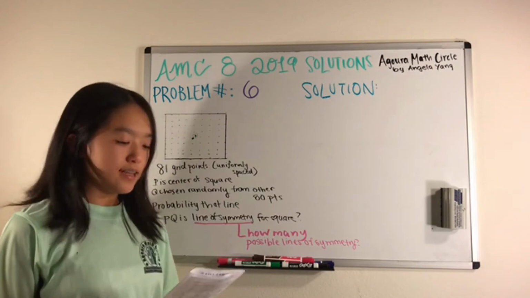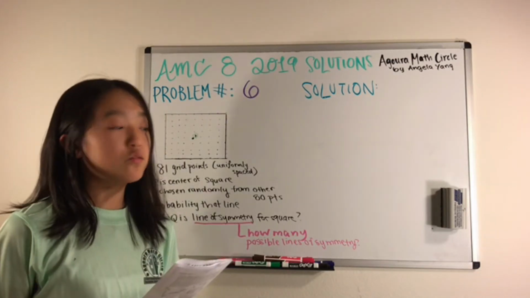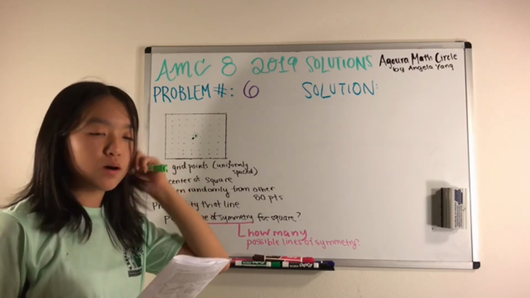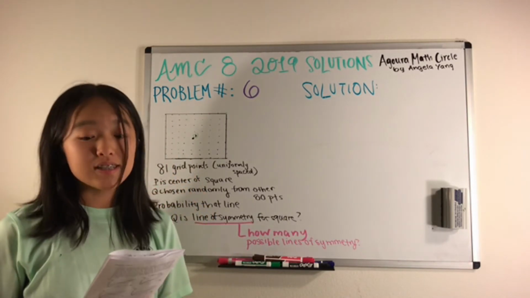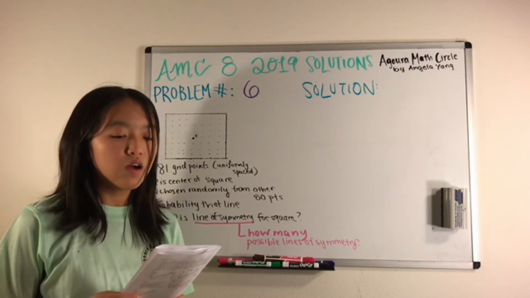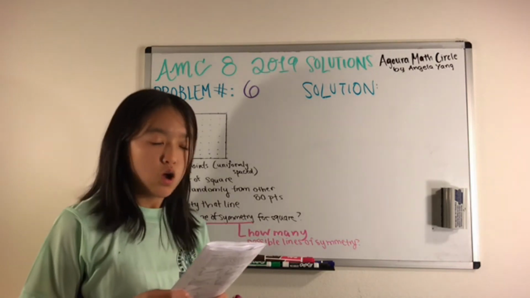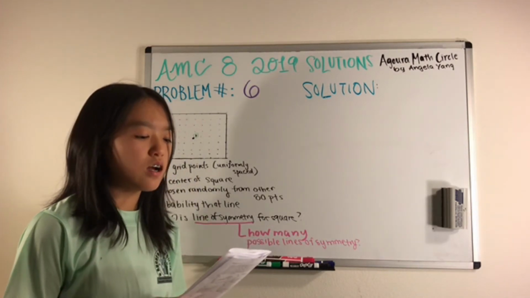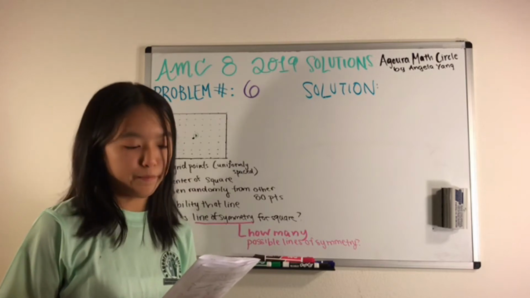Problem number 6 states, there are 81 grid points uniformly spaced in the squares shown in the diagram below, including the points on the edges. Point P is the center of the square. Given that point Q is randomly chosen from among the other 80 points, what is the probability that the line PQ is a line of symmetry for the square?